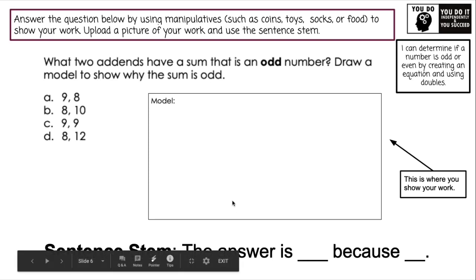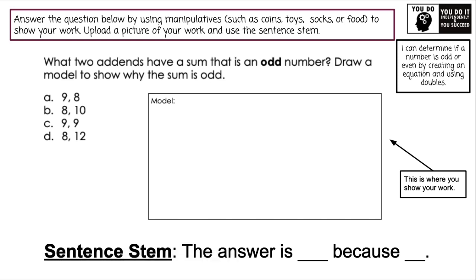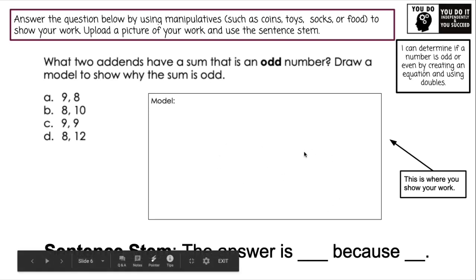And our answer choices would be A, 9 and 8, B, 8 and 10, C, 9 and 9, or D, 8 and 12. So right here is where you would show your work, or you can get a sheet of paper and show your work there, and use your sentence stem. The answer is blank because blank.